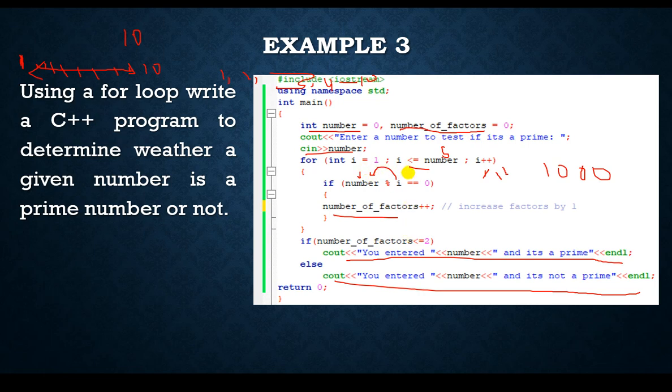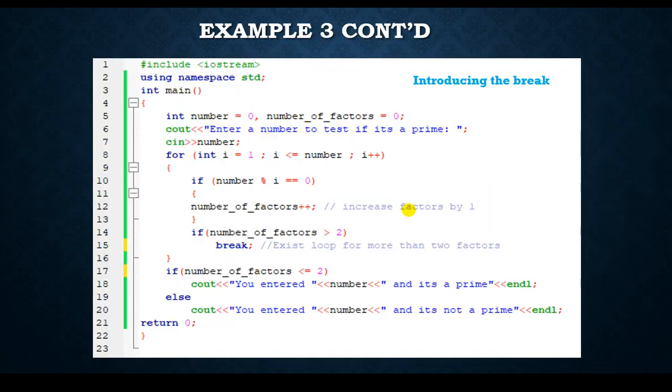So within the first, second, third, fourth, fifth, sixth iteration, at every iteration, let's check if the number of factors has exceeded 2. Let's exit the loop. So we modify this loop using the break statement in the for loop. So within the for loop, at every point we check if counter is greater than 2, break, exit the loop. The number is not a prime number.